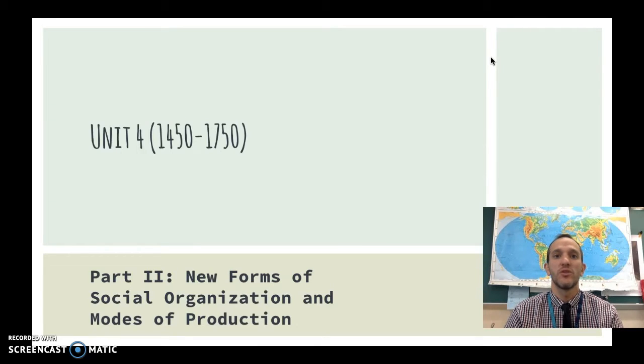Welcome to unit number 4, part 2, which is part of what we referred to in unit 1 as this Eurocentric age of exploration, but really it's this interconnection of more trade routes. And this is kind of a follow-up to the first one.